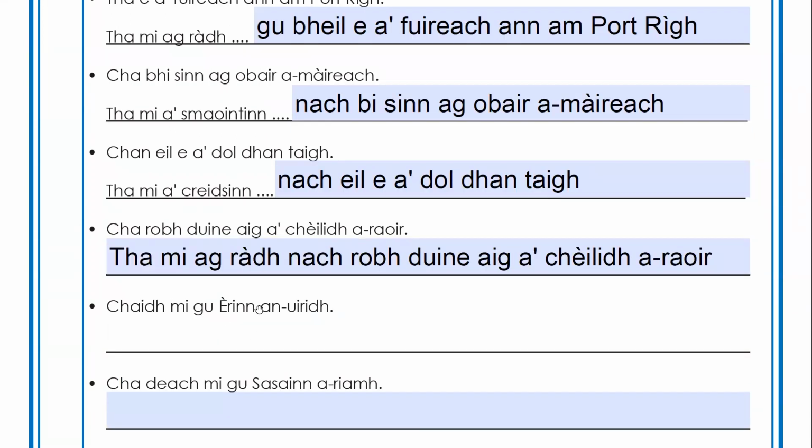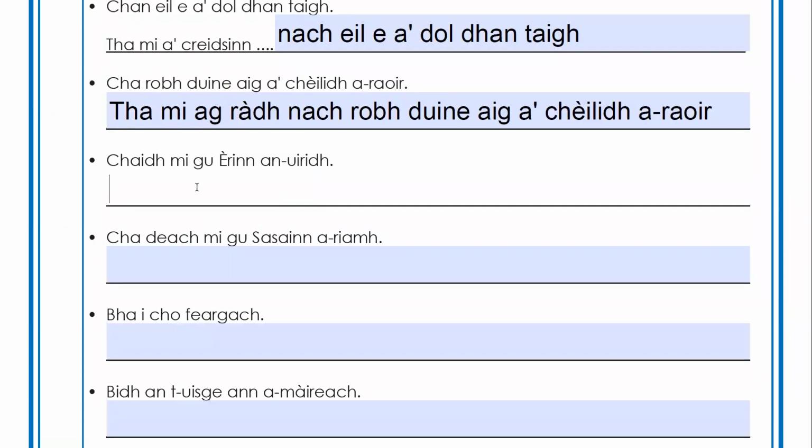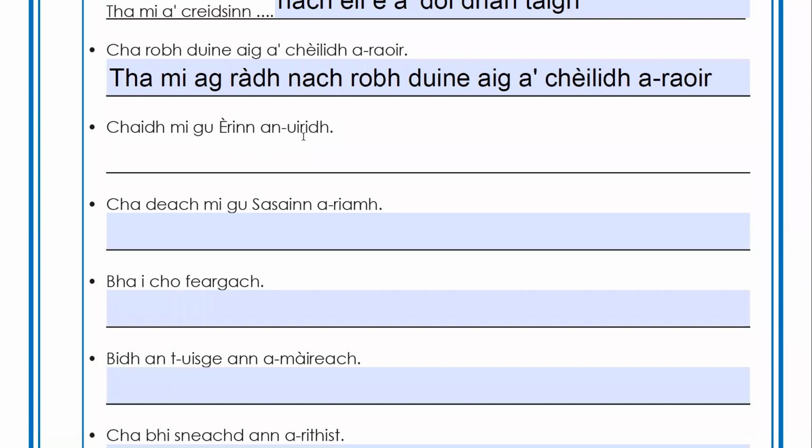Chai mi geërin anuddi. I went to Ireland last year. So, ha mi agra. Here we have a new verb, a different verb. We have chai, I went. So it's in the past tense, it's went. Chai, and it's positive.